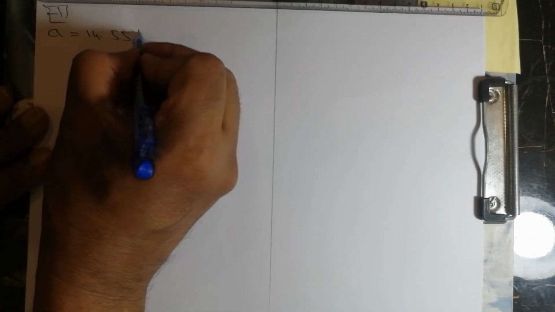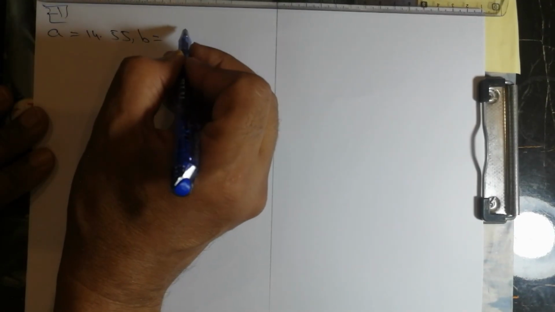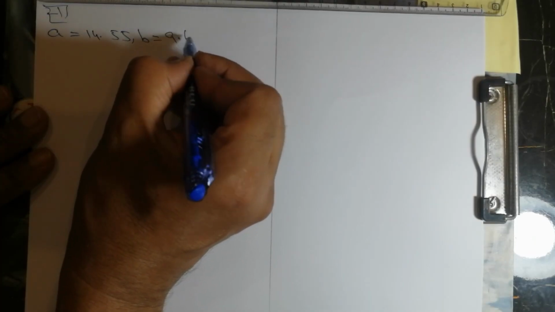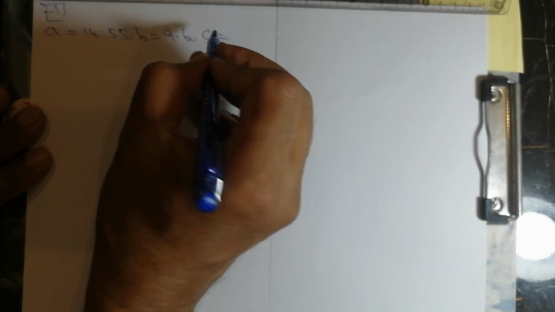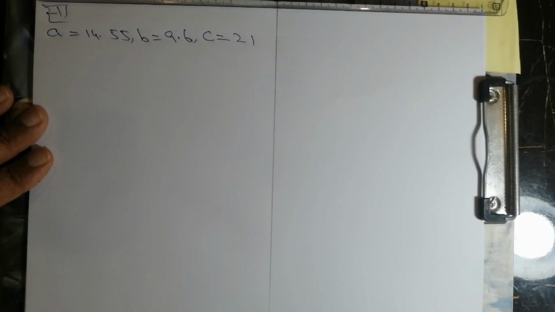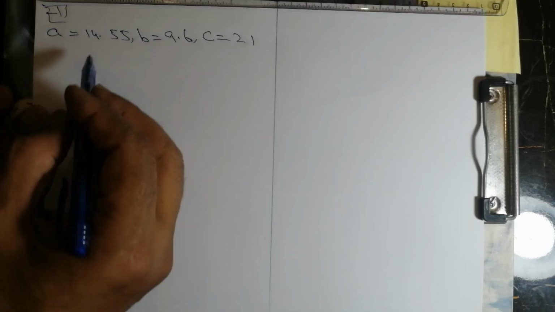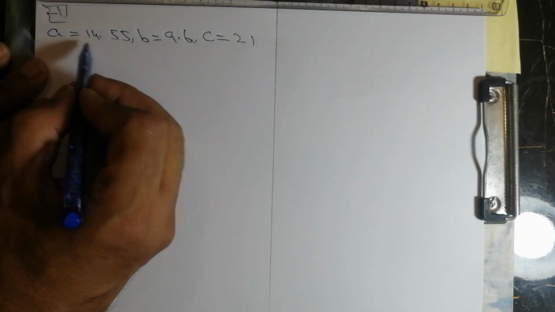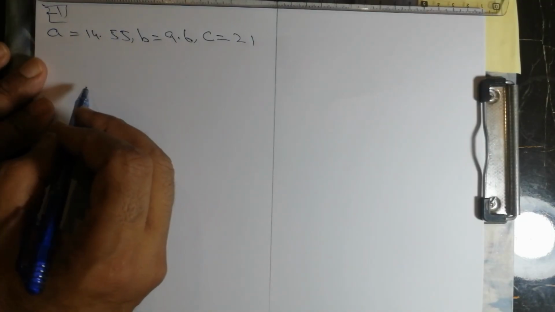14.55, B equal to 9.6 and C equal to 21. So determine the upper and lower bounds of 180 into B. Actually, we need to find the upper bound of 180 into B divided by A into B minus C. But first we find the upper and lower bound of the values A, B and C.